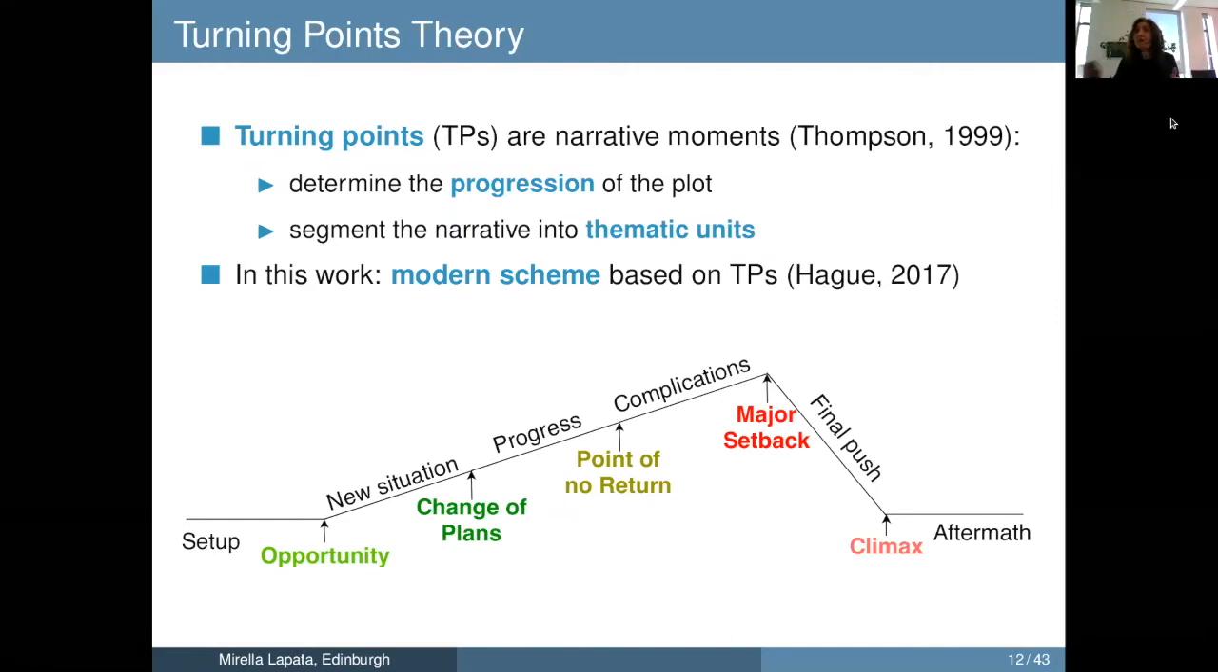It doesn't matter whether your movie is 3 hours versus 2 versus 1 hour. At 10% of the movie, you have the opportunity. The point of no return is about half of the movie. And then the climax is about 80% of the movie in. So that's what they tell us.